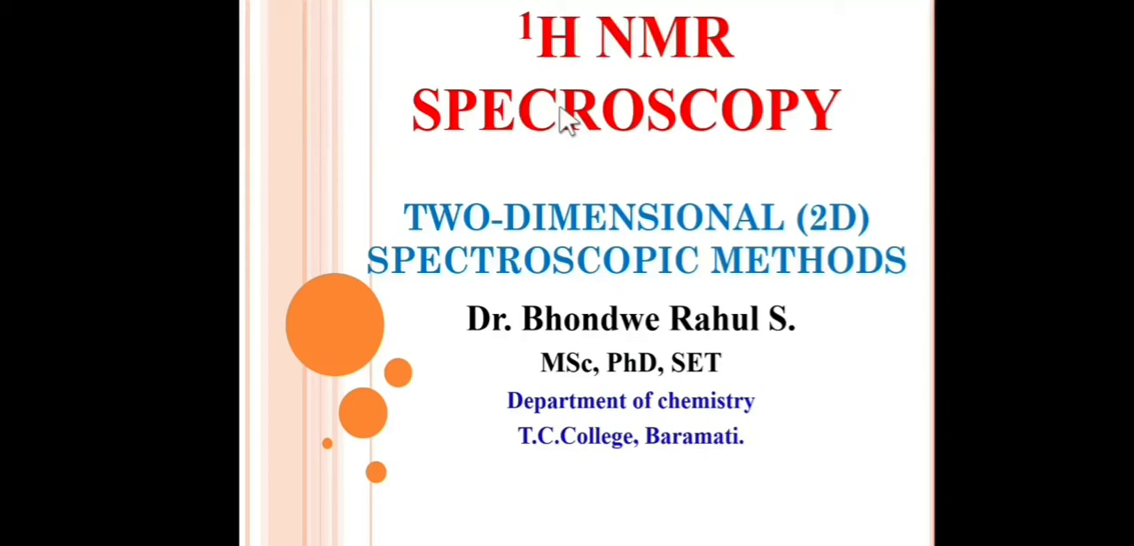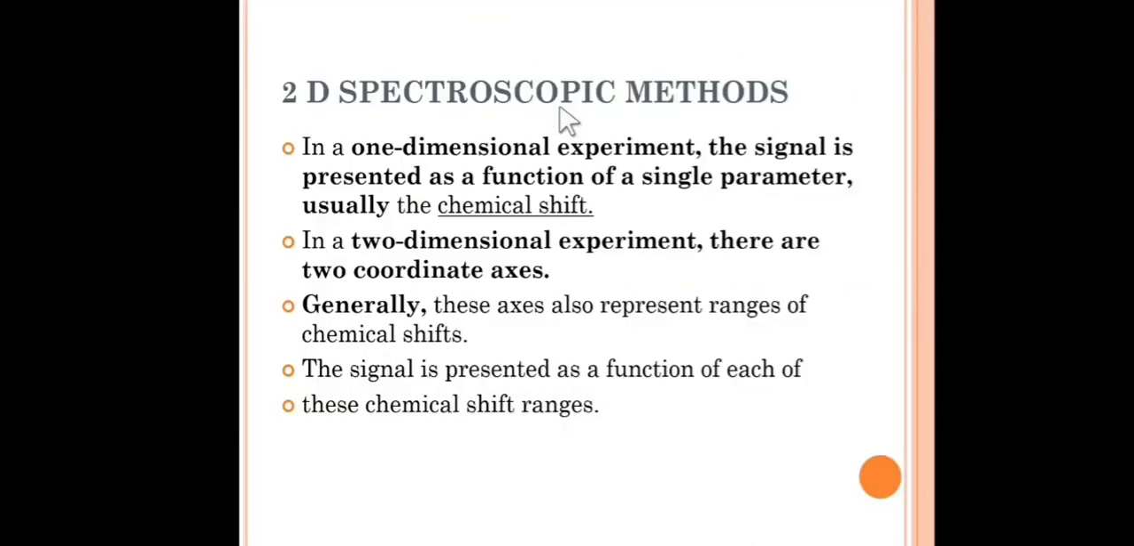Two-dimensional spectroscopic methods, commonly referred to as 2D NMR spectroscopy. Let's see what is meant by 2D spectroscopic methods. As we learned, in a one-dimensional experiment the signal is always presented as a function of a single parameter, that is, the chemical shift. That means we are only seeing the chemical shift, and according to the chemical shift we are predicting the structure.